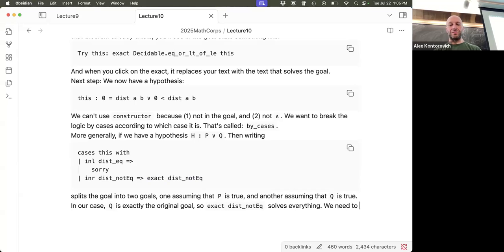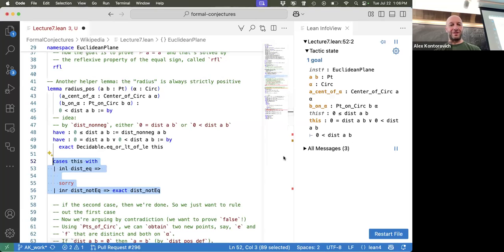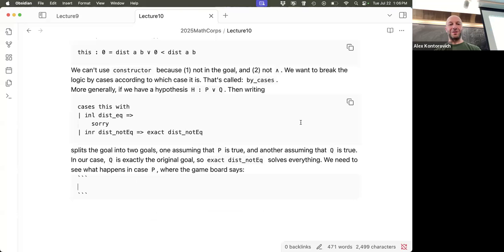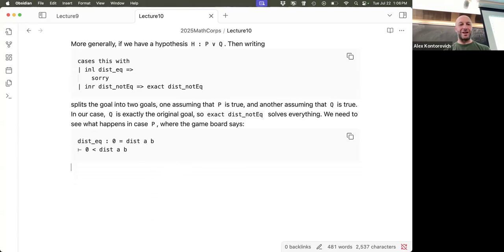We need to see what happens in case P, where the game board says what? So what does the game board look like now? Right there, the game board says the distance from A to B is equal to 0. And we're trying to prove that the distance is always strictly positive. So we're obviously in a state of contradiction.